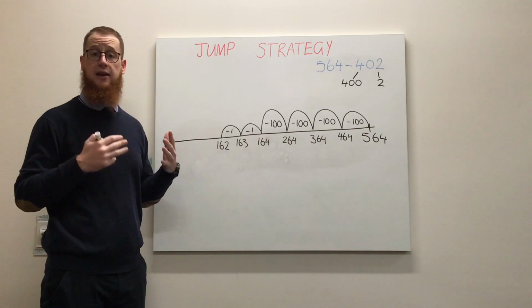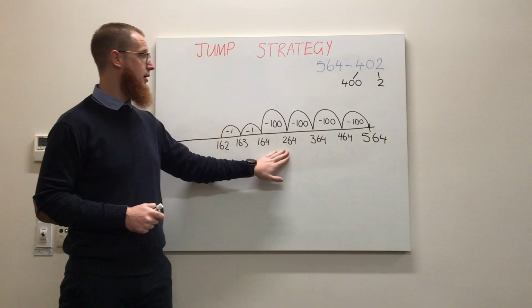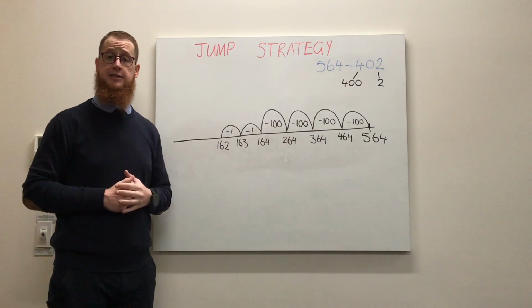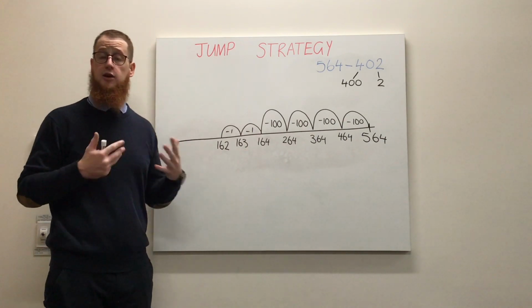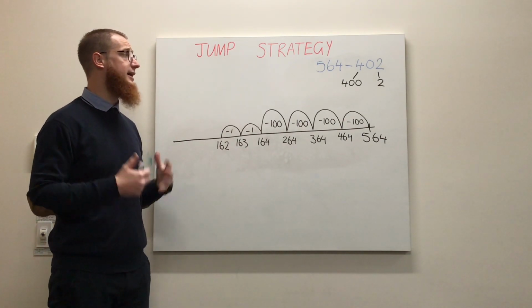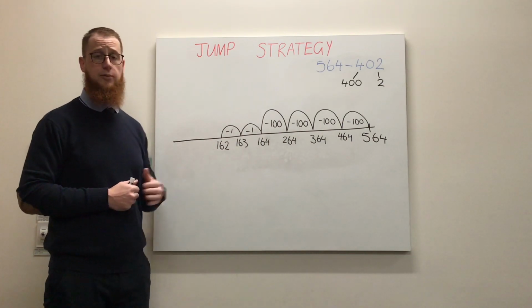I now go back and look at my equation. I've taken away my 4 jumps of 100 here. There were no 10s, so I did not need to do any jumps of 10. I've taken away my 2 jumps of 1, and so I've completed my equation. I can say, therefore, 564 minus 402 is equal to 162.